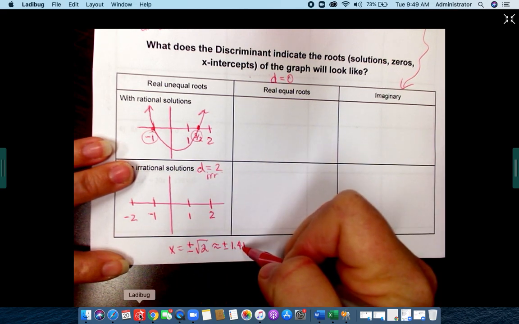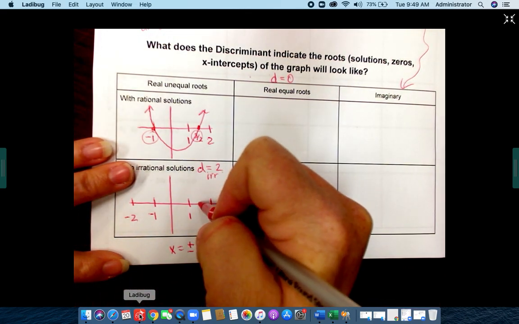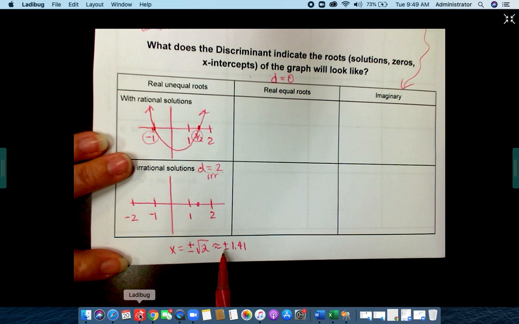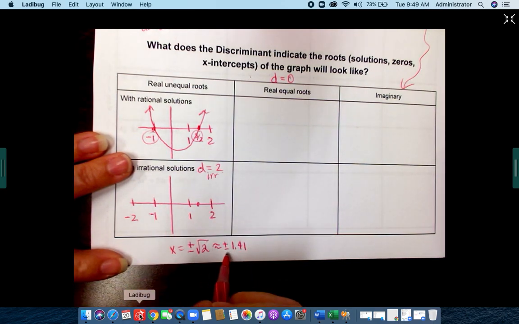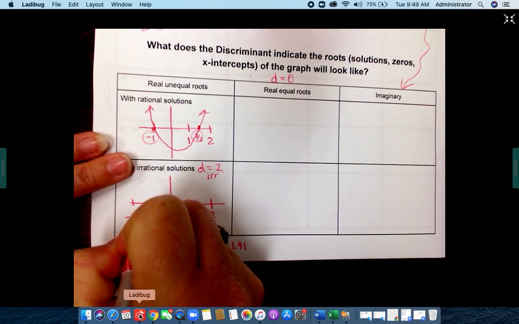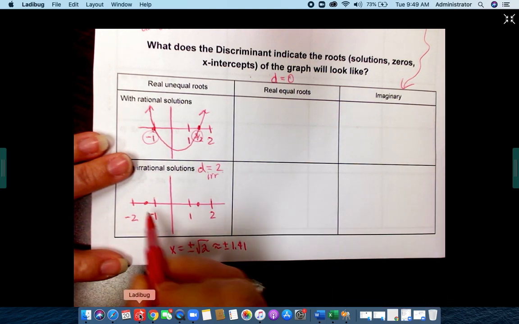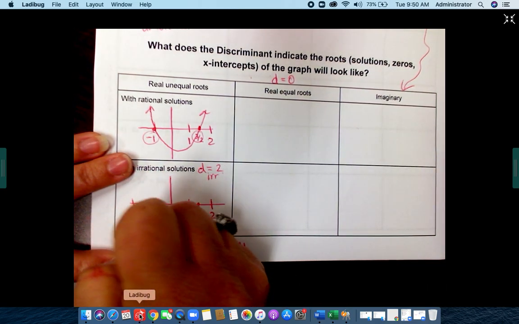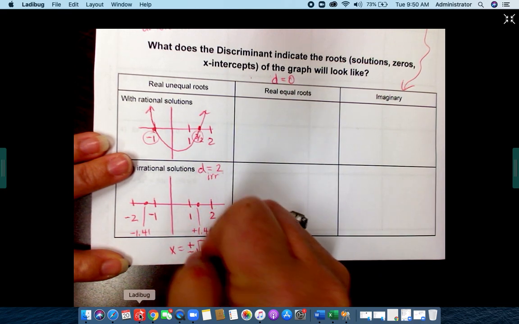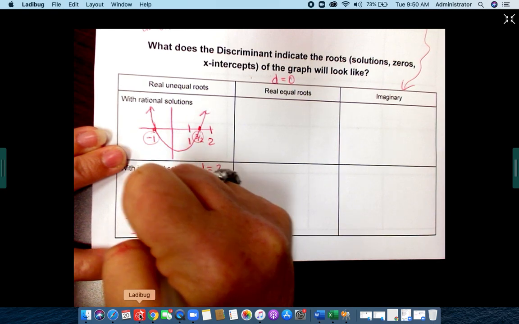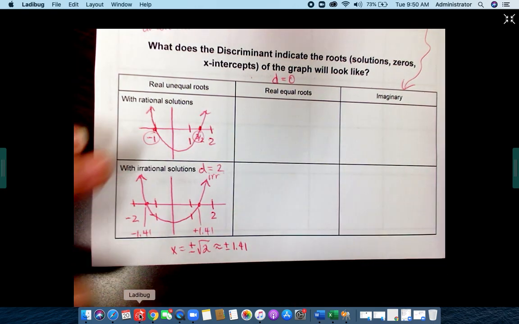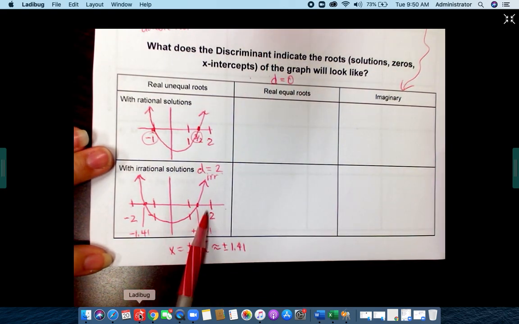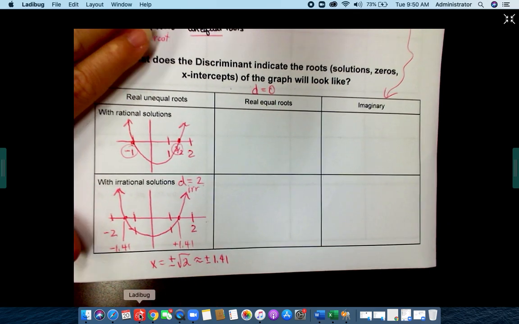Well, that means I'm somewhere between 1 and 2, but I'm closer to 1 than I am to 2. And then -1.41 would mean I'm somewhere between -1 and -2, but closer to -1 than I am to -2. So that would be our -1.41 approximately, and this would be our positive 1.41. So that's what I mean by 2 irrational roots. And of course our parabola could open up or down. So I'm just showing you again the behavior of what the discriminant tells us about the types of solutions where the graph hits the x-axis.